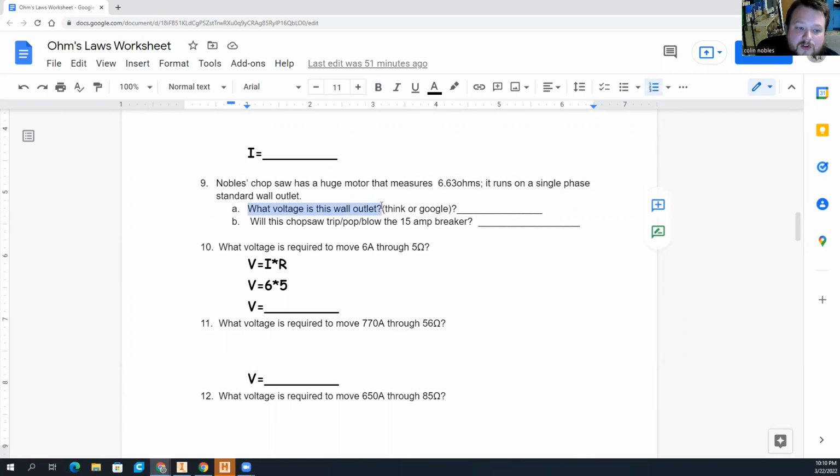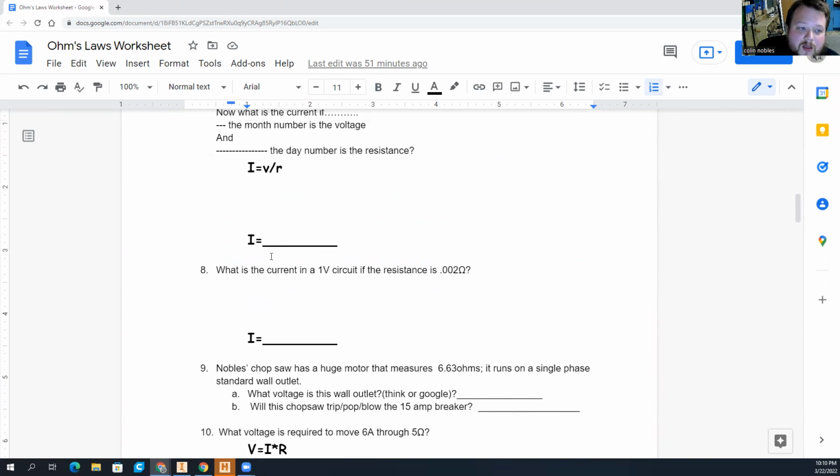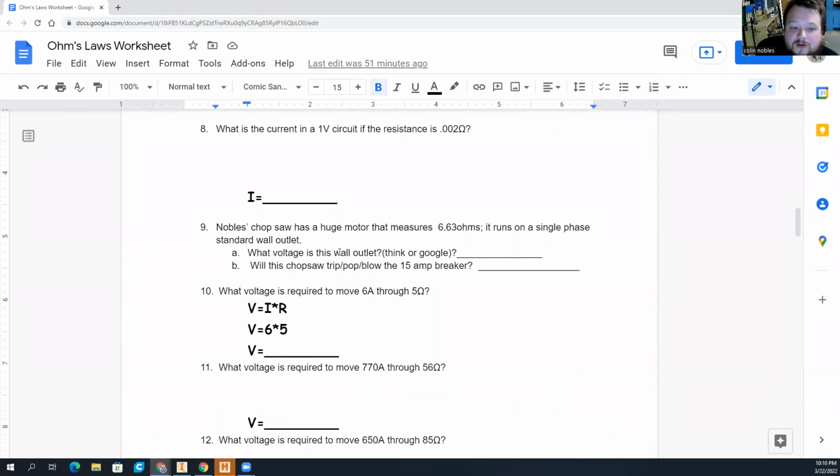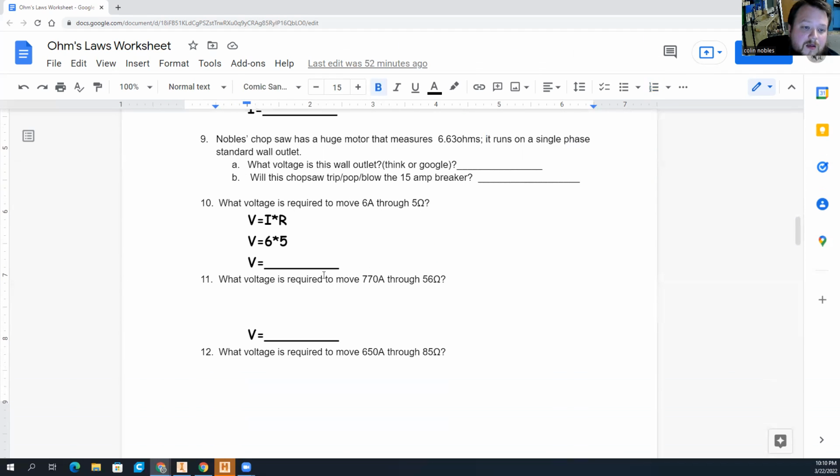So figure out what voltage a wall outlet is, put that here, and then use the formula we just did up here to figure out how much current that motor is going to draw, and tell me, is it going to pop a 15 amp breaker? That's very likely what's run to your garage.